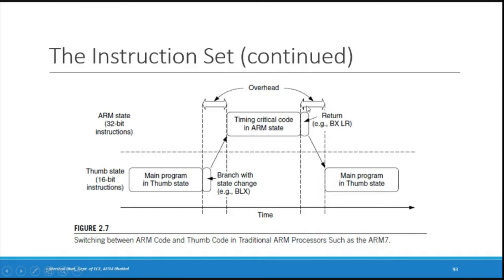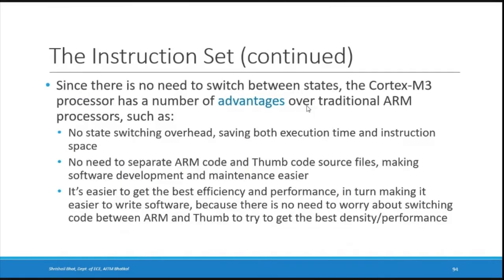With the introduction of thumb 2, where both 16-bit and 32-bit instructions are written together and compiled together, this overhead with state switching is avoided. Since there is no need to switch between states, ARM Cortex M3 has a number of advantages, like no state switching overhead. It saves both execution time and instruction space. There is no need to separate ARM and thumb code, making software development and maintenance easier. You can compile them together.